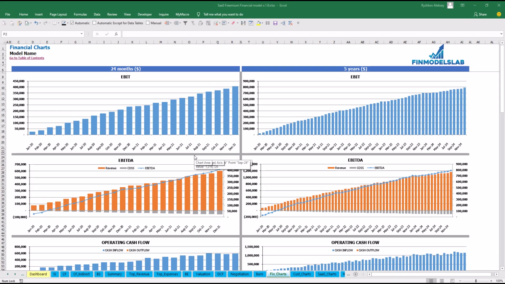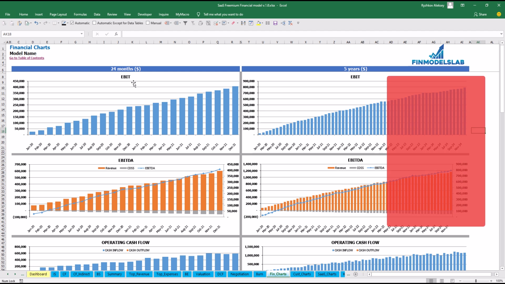On the financial charts tab, you may see two sets of charts with main financial KPIs. On the left side you may see 2 years broken down by months, and on the right side you may see the 5 years broken down by months as well. So on the top pair of charts you may see the EBIT by months.